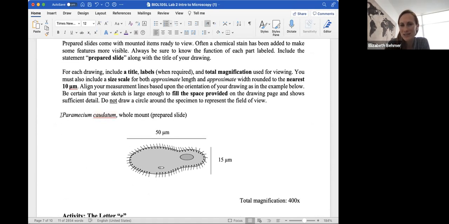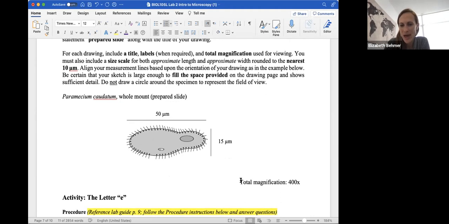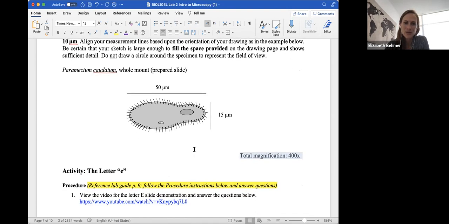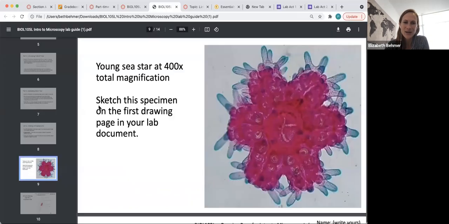You'll include a title, total magnification, and you must also use a size scale or an approximate length and approximate width. So here we have total magnification. This is an example of a paramecium, a bacteria, and a generalized kind of length and width of that bacteria. So this is what you'll be looking at, a prepared slide. So I'm going to go back to the guide here.